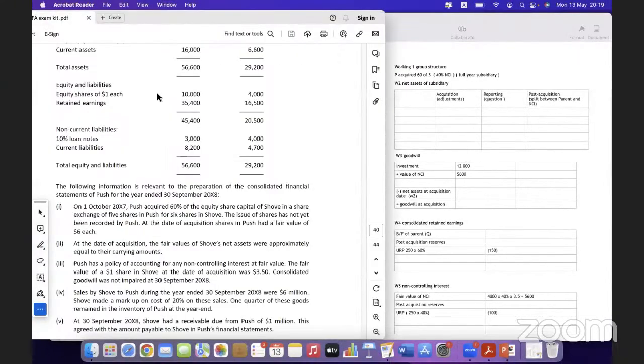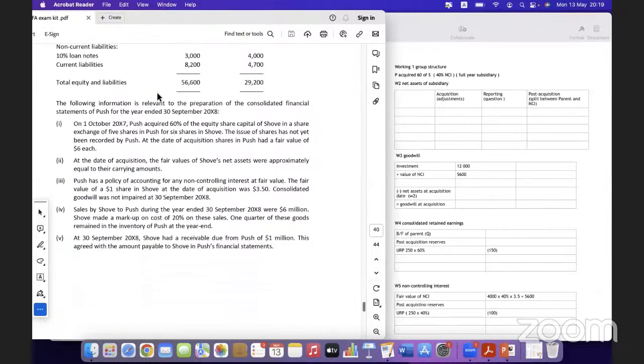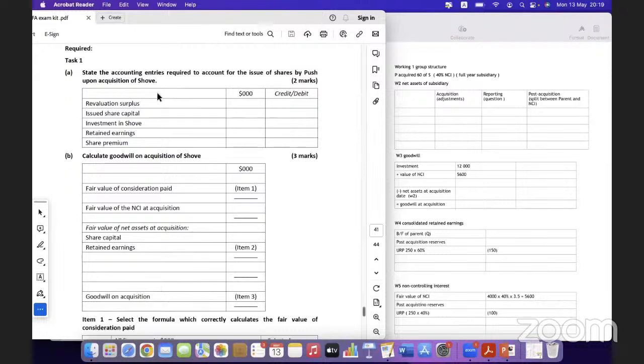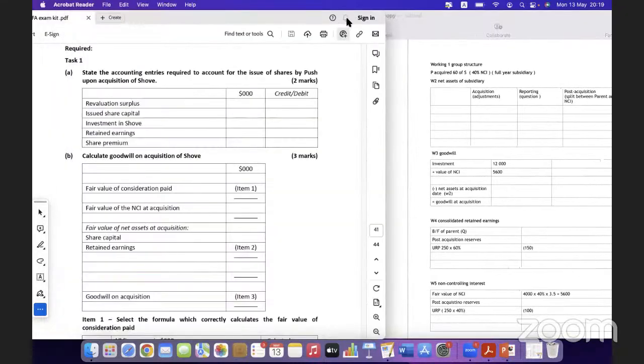Right. Then guys, moving on. So now I think we have done all the adjustments. Now let's see what they're asking. Now guys, first thing what they're asking is this. Number one. Now we're done with all the adjustments. So first thing they're asking from us, state the accounting entries for the issue of share by push.